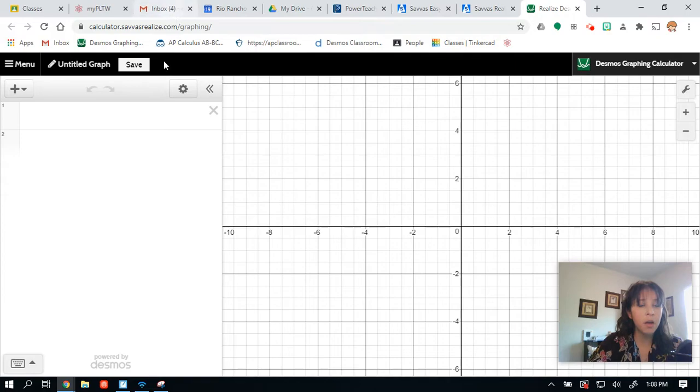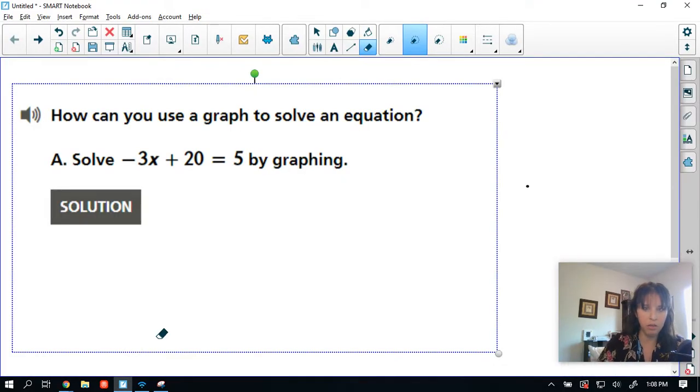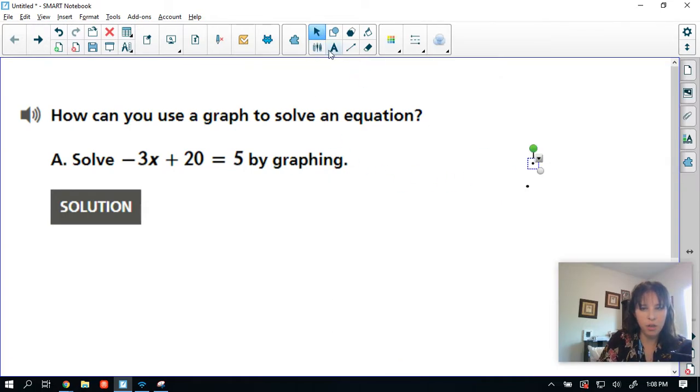All right, so we're going to put in our equation. We actually have two different expressions here. An equation needs that equal sign in between. An expression is what makes up the equation. So on this side, we have one expression. On this side, we have another.